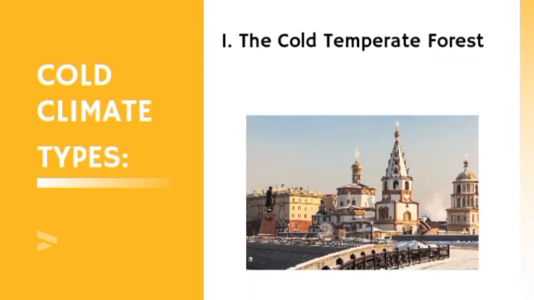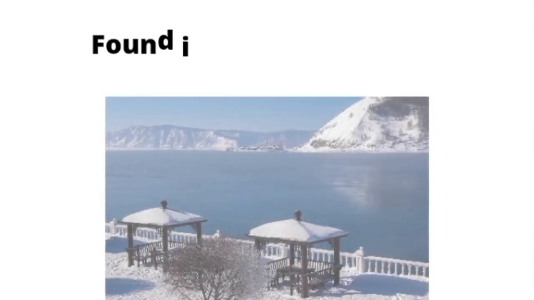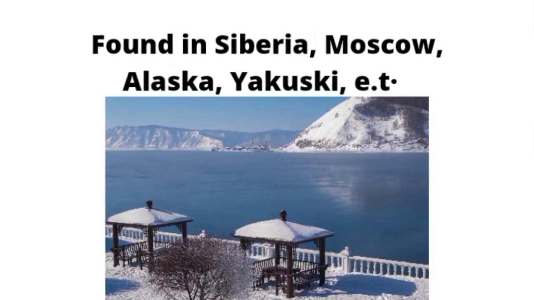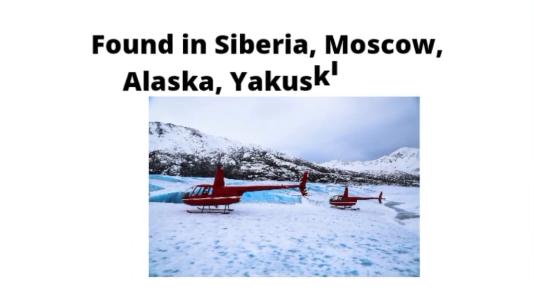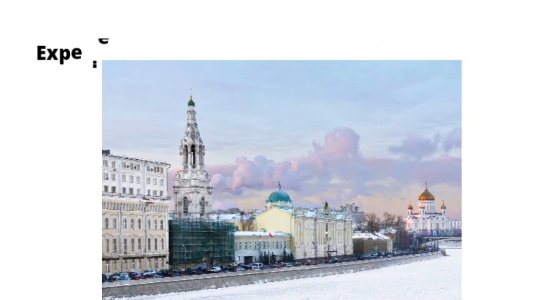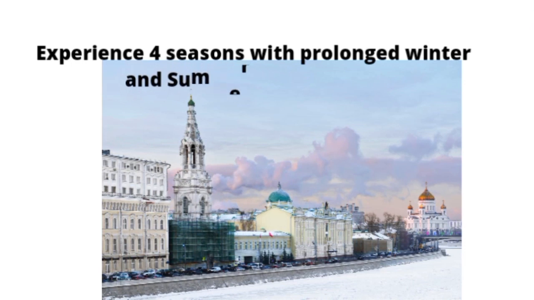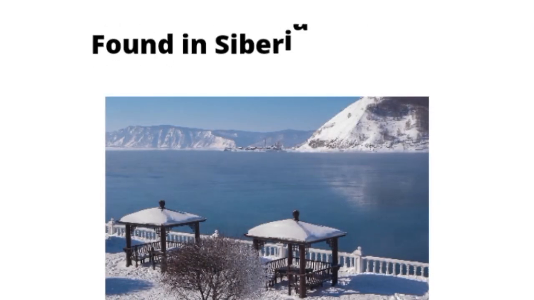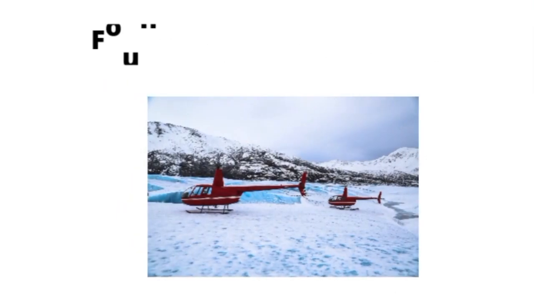The first belt in this cold climate region is the cold temperate forest or the Siberia type or subarctic type. It has 4 seasons that are well demarcated with a very prolonged and severe winter. Annual summer temperatures range from 20 degrees to 11. Examples are some areas in Russia like Moscow, Siberia, and Alaska in United States of America.